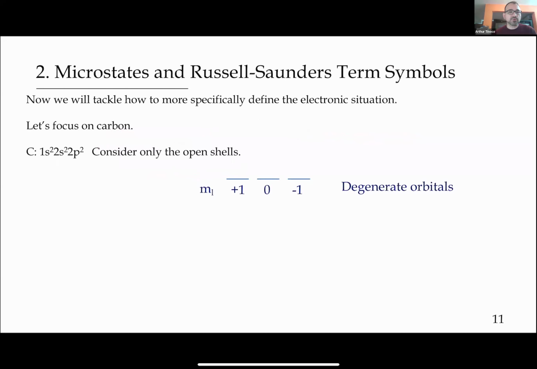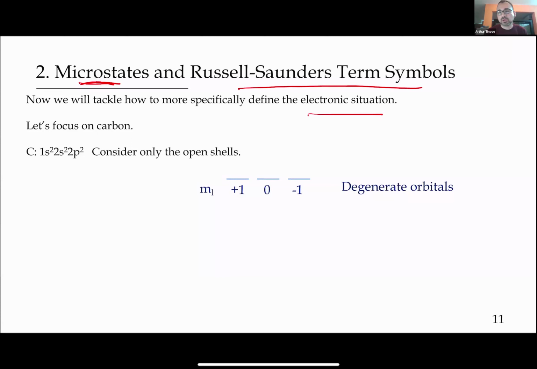All right, let's look at that in practice. What we're going to do here is represent how we distribute electrons in a particular set of orbitals. This is referred to as the microstates, the distribution of electrons in a given set of orbitals. How we distribute them into these microstates, we are going to represent by terms called Russell-Saunders term symbols. That is how we represent those particular states, and this helps us define the electronic situation in a more precise manner.